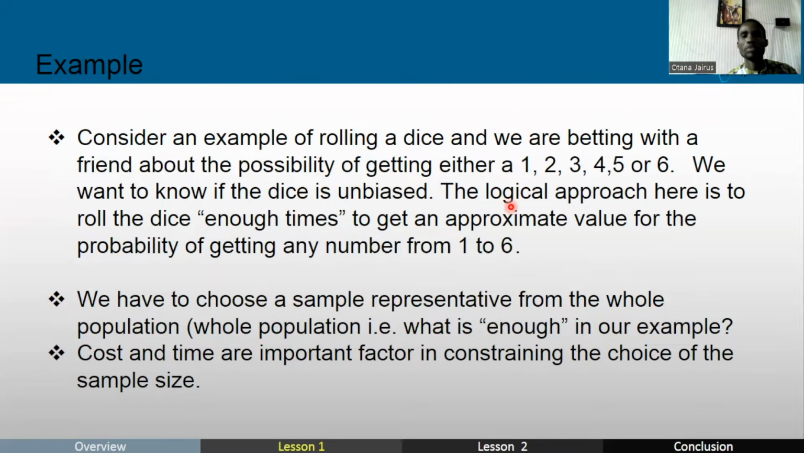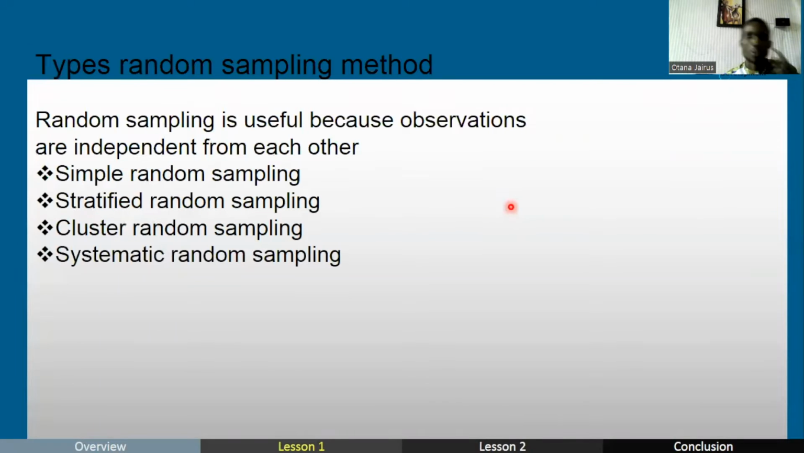So we have to choose a sample representative from the whole population. What is enough in our example? You have just said enough times. So what is enough here? You can say we want to roll it 4 times, 5 times, 6 times. That is a sample representative from the whole population. Then cost and time are important factors in constraining the choice of a sample size. How long are you going to spend collecting the sample? That will act as a factor in constraining the choice of a sample size. Also the cost: how much are you going to spend for the sample size you are selecting? That will also act as a constraint.